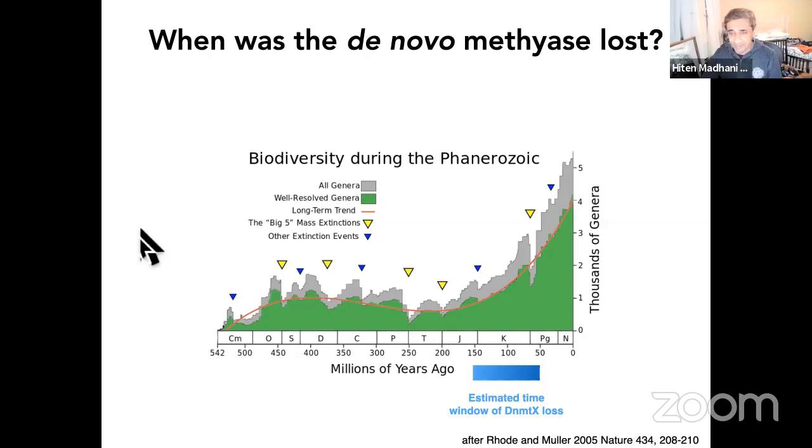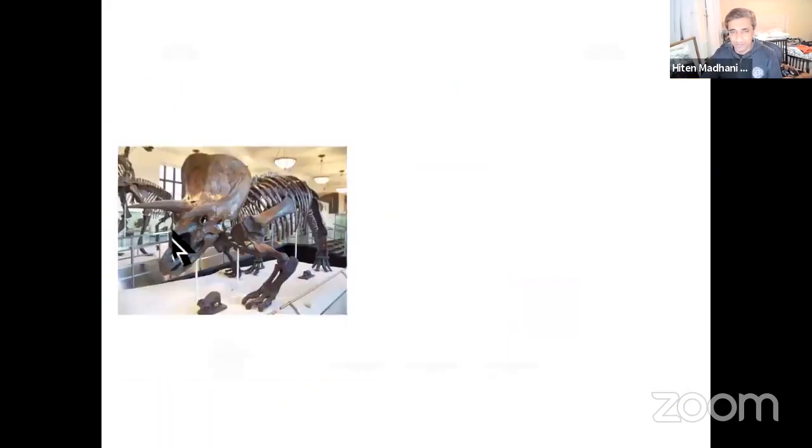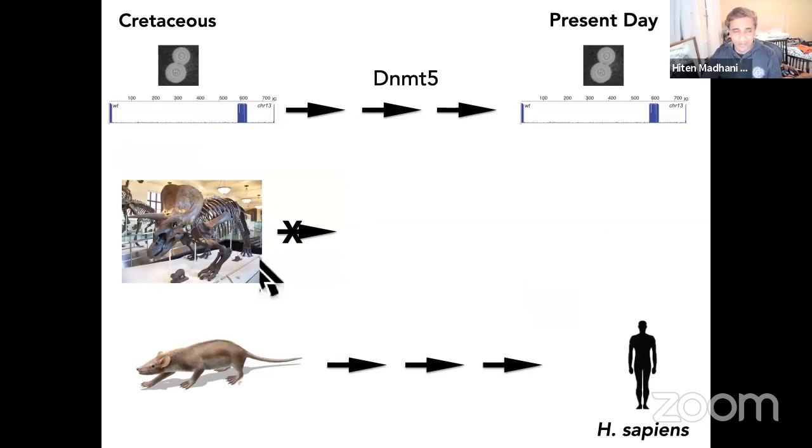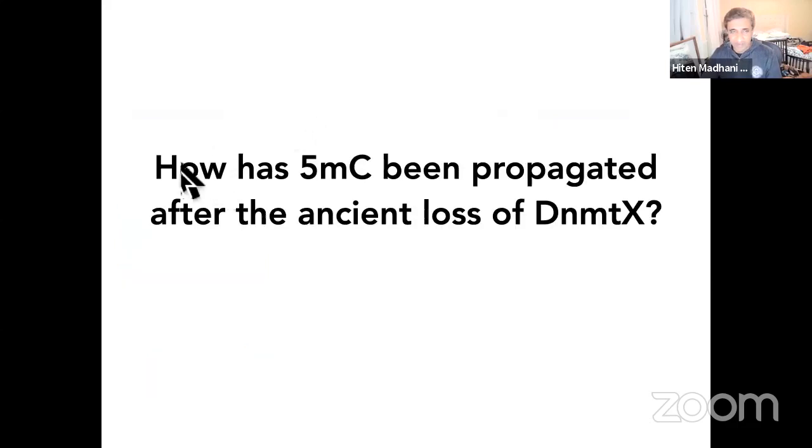And so what that means is that that gene was lost probably when dinosaurs roamed the earth. And so the non-avian dinosaurs didn't make it to the present, but Cryptococcus has, as did our ancestors. And it did it since the Cretaceous, again, without the benefit of a dedicated de novo enzyme. So this raised yet another question, which is, well, how is it possible that 5-methylcytosine has been propagated after the ancient loss, millions of years ago, of DNMTX? It seemed quite unlikely that there would be an initial cytosine methylation pattern that was set up that was perfectly propagated for many, many generations, right?